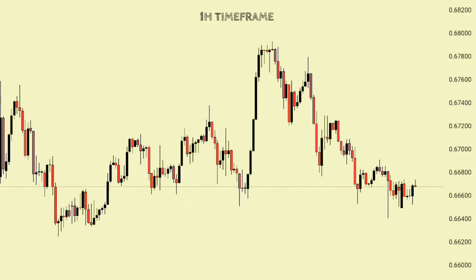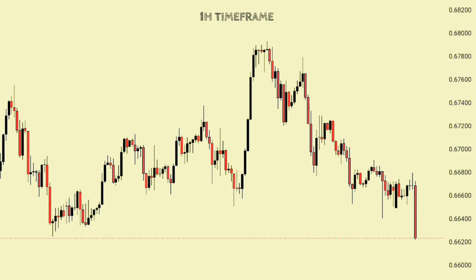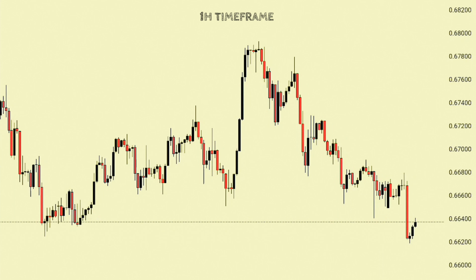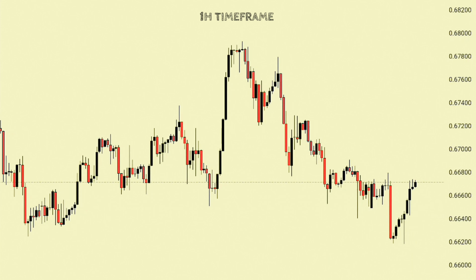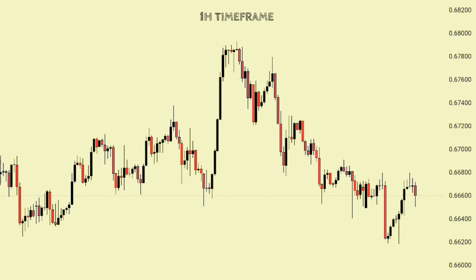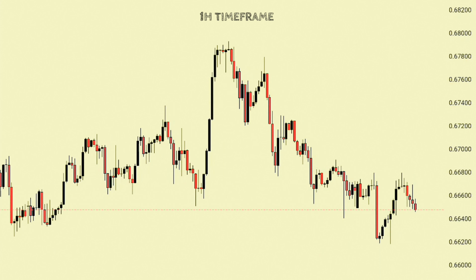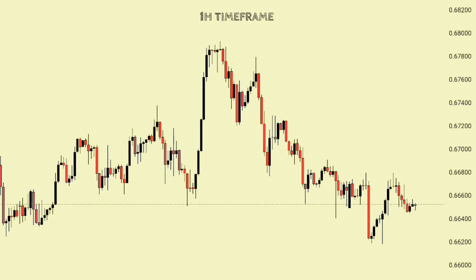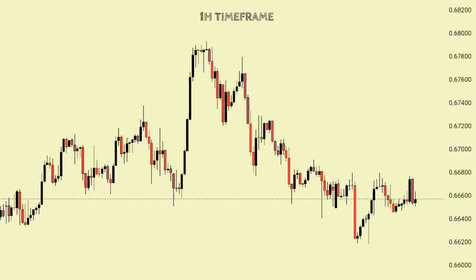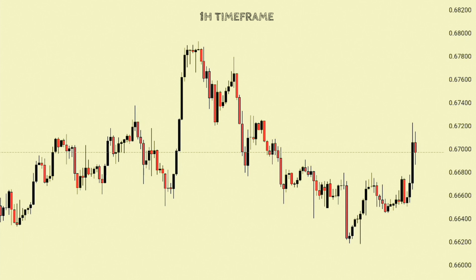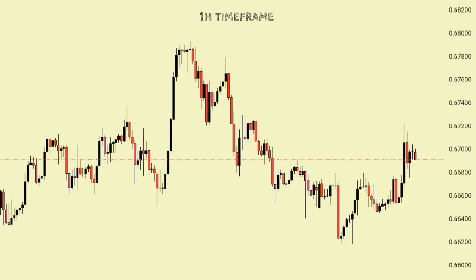In this video, we are going to analyze change of character, break of structure, inducement, and liquidity step by step on this chart. We will start by identifying the lower time frame change of character, which signals the first shift in market intention. After that, we will confirm bearish control through a clear break of structure, showing that sellers have taken dominance. Next, we will break down internal and external inducement, explaining how liquidity is created and used to trap traders before the real move begins.